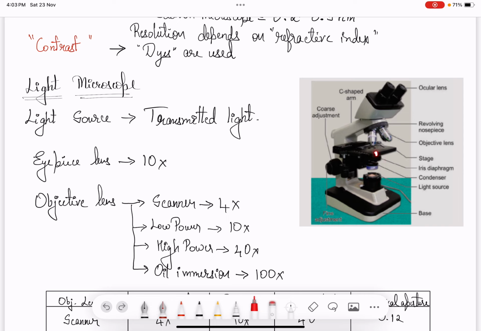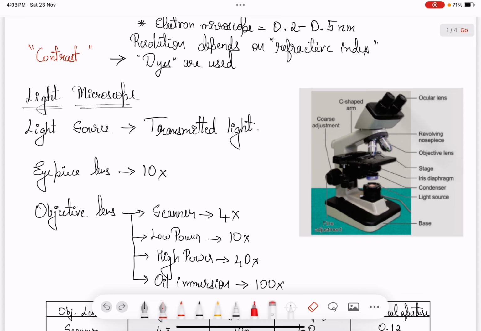From here the light is gathered by the lens. Which is the lens? This is the objective lens. There are many objective lenses which we will learn further. These are the objective lenses. These can be turned by a revolving nose piece. When you turn this, you can turn the objective lens into different positions.